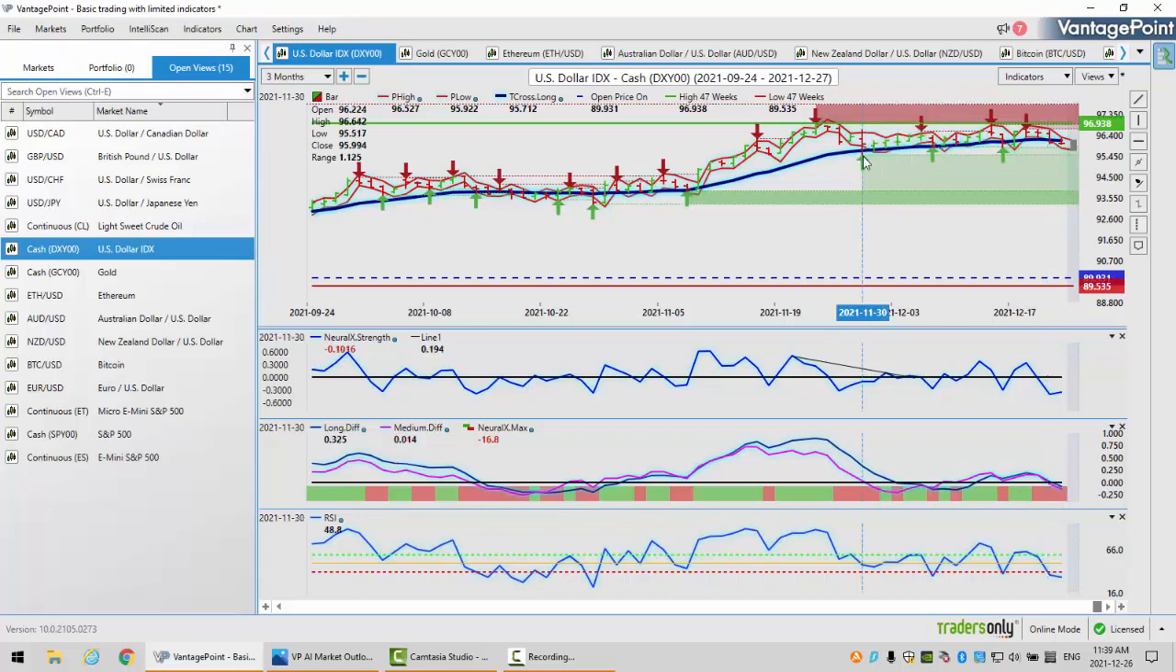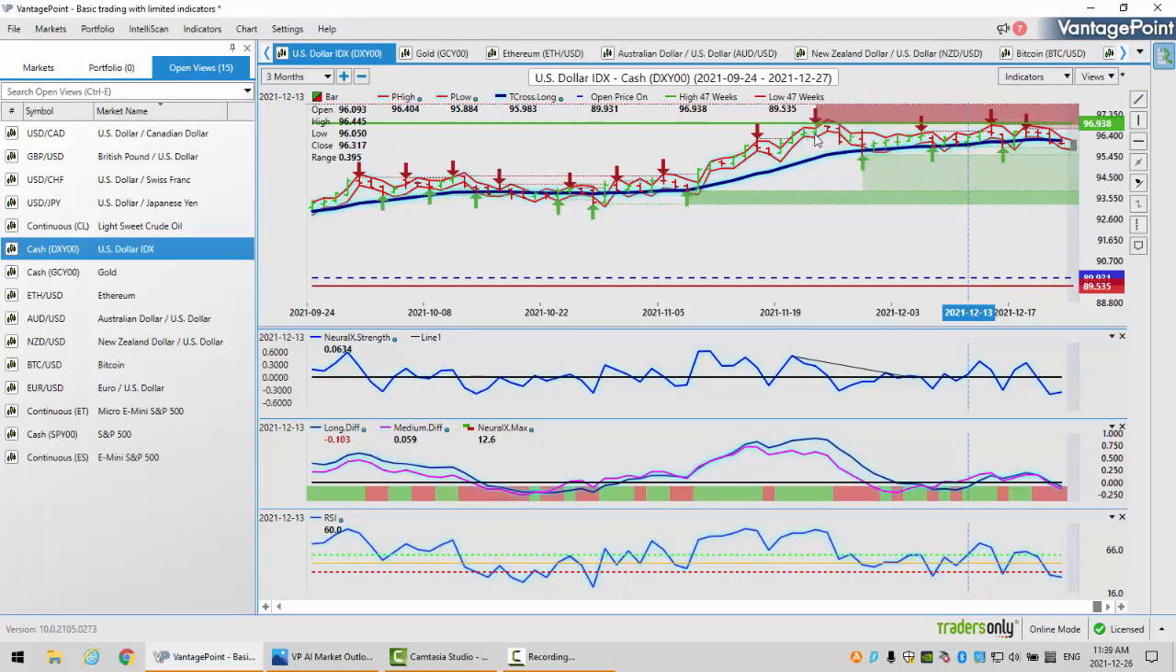Now, we do have significant verified support in this channel at 95.51, and I would respectfully submit that there is a strong possibility that at the very minimum, we will come down to the verified low at 96.05. But the dollar usually, as I've stated throughout the month of December, is not strong in the month of December as money moves offshore.